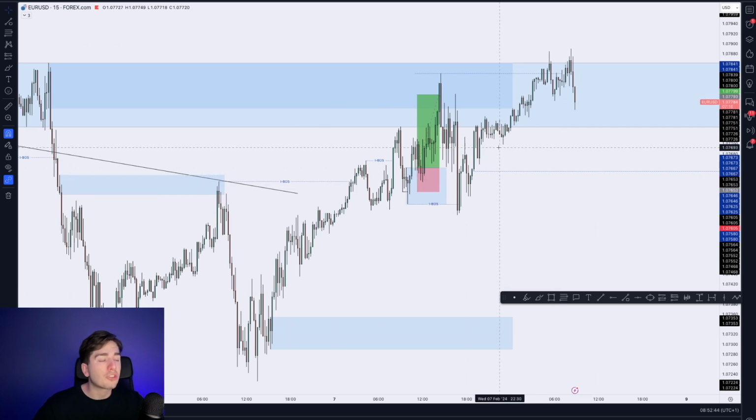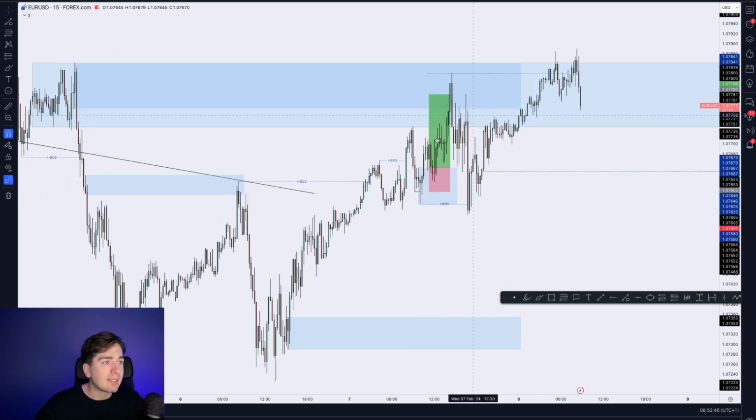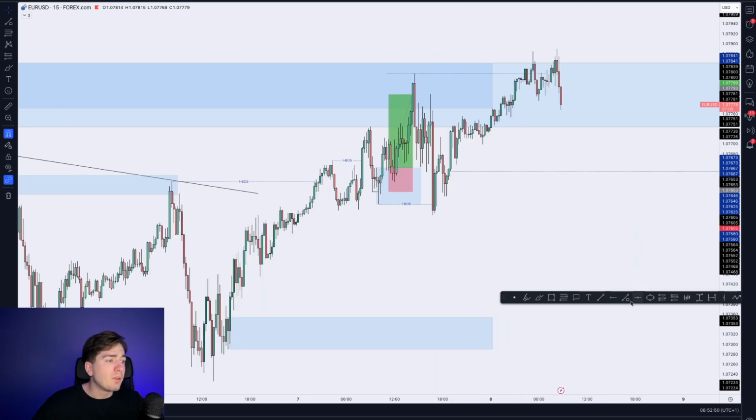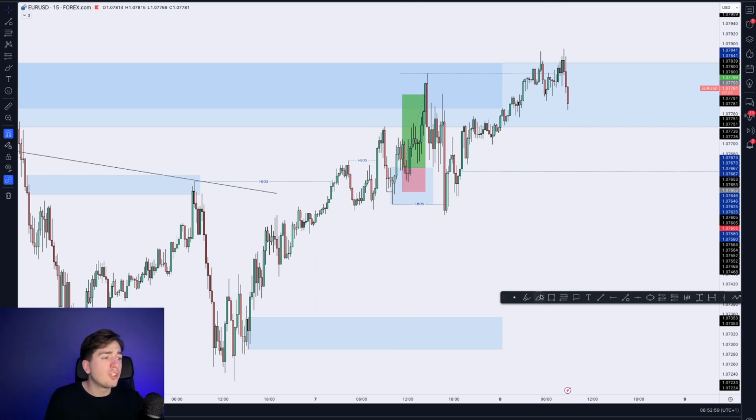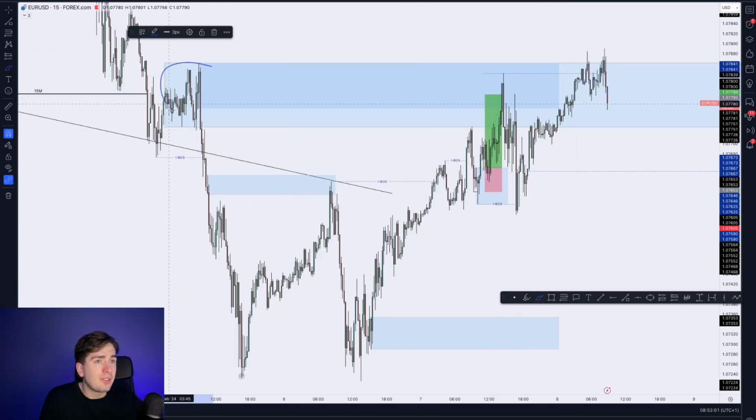Now, euro dollar is extremely messy at the moment. As you can see, there's not a lot of clear structure. Let me put it that way. We've now broken this internal high over here. So this is also your IBOS, that 4-hour change of character high, this one over here. So we should continue moving in towards the highs. This 15-minute area of supply has been taken out, so it should continue.